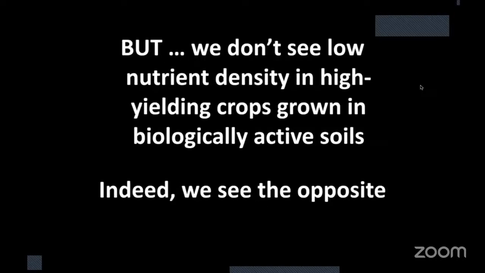We see the opposite. There are farmers around the world who are producing more. Their yields are high, their productivity is great, their resilience is fantastic. In lower rainfall or higher rainfall years, they're managing better than some of the other farmers. And then the food that they're producing is a very high nutrient density as well as being high yielding.